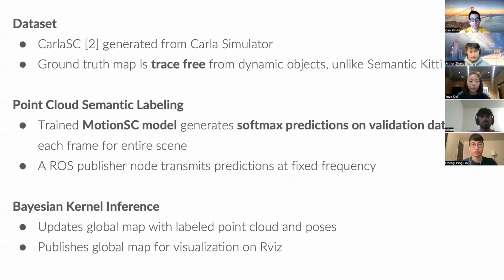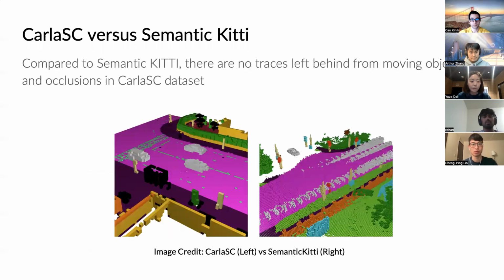For the dataset, we used the Color SC dataset, since one of our main goals was to handle the dynamic cases well, and the SemanticKITTI dataset has intrinsic traces. We loaded the validation dataset and ran the forward pass of the trained MotionSC model on Google Colab, saving the softmax values for each frame. We processed the softmax values, and these slides showcase the intrinsic problems of the SemanticKITTI dataset. By comparison between Color SC and SemanticKITTI, as you can see in this figure, Color SC gives us a trace-free, occlusion-free dataset, which enables us to perform dynamic mapping more easily.